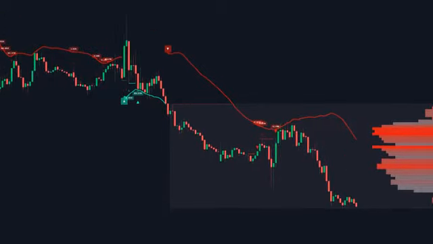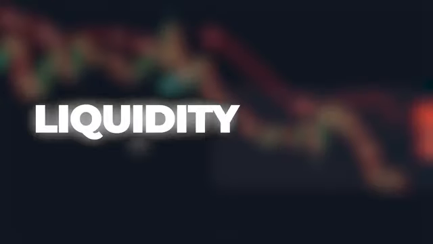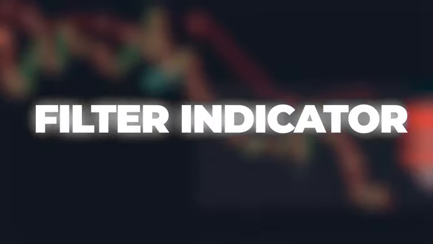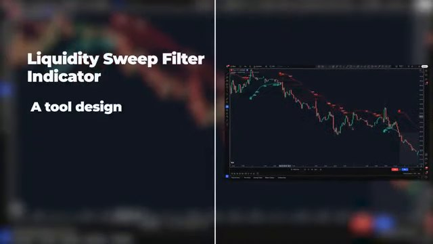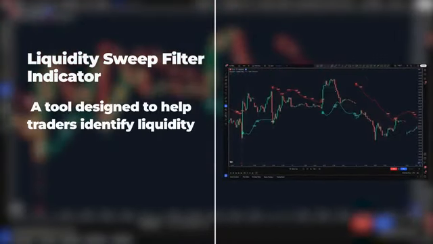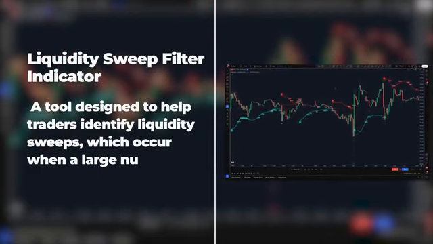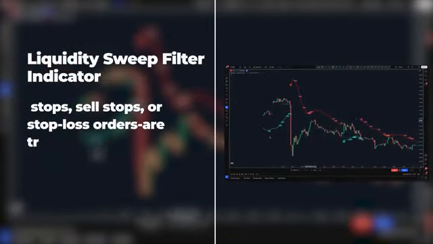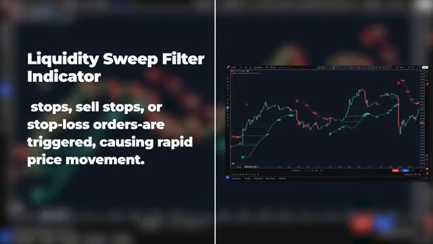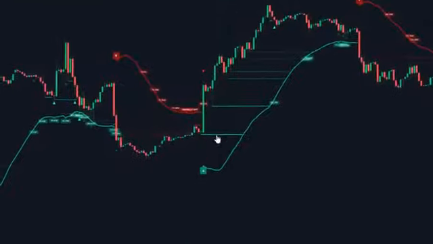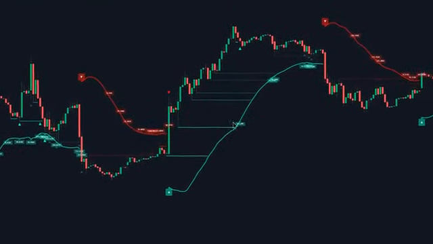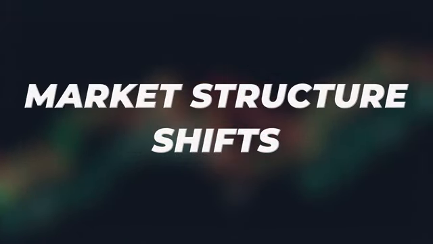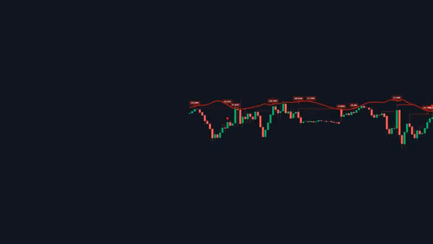Ladies and gentlemen, this is the all-powerful Liquidity Sweep Filter indicator by Algo Alpha. It's a tool designed to help traders identify liquidity sweeps, which occur when a large number of orders, typically buy stops, sell stops, or stop-loss orders, are triggered, causing rapid price movement. By detecting these liquidity events, the indicator enables traders to anticipate potential reversals and market structure shifts, making it particularly useful in volatile market conditions.